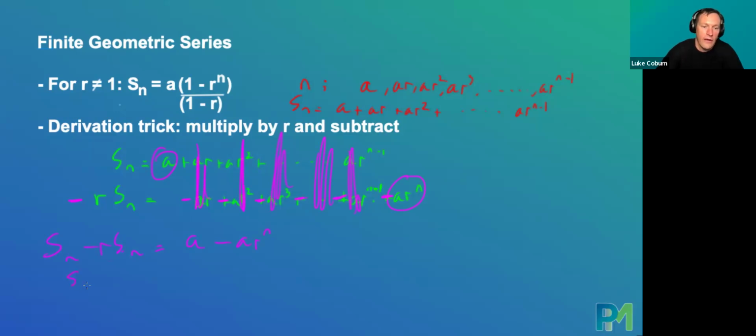And then I factorize out Sn: Sn times 1 minus r is equal to a times 1 minus r to the power of n. And then Sn is equal to a times 1 minus r to the power of n over 1 minus r. So that's just the formula, how you get it. I said I wouldn't derive it, but it's quick to do. The reason r is not equal to 1 is because then we would be dividing by 0.